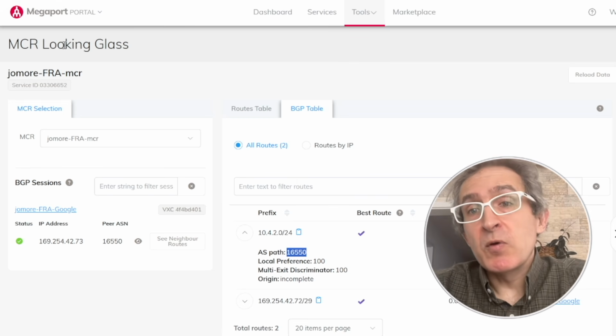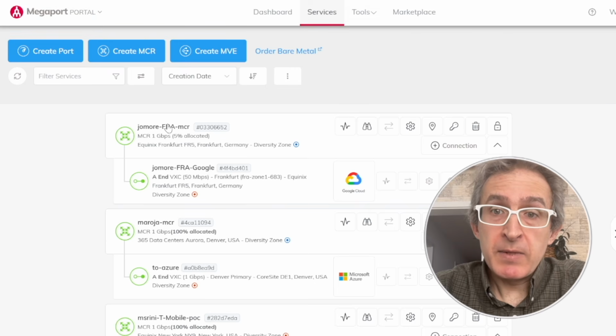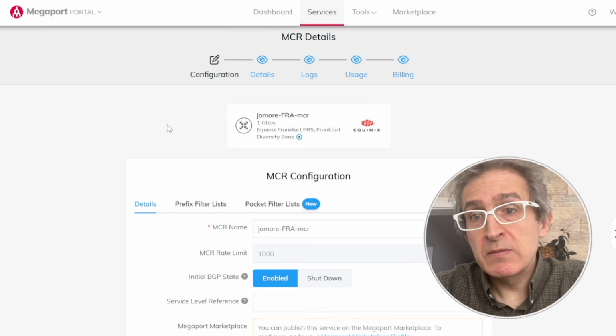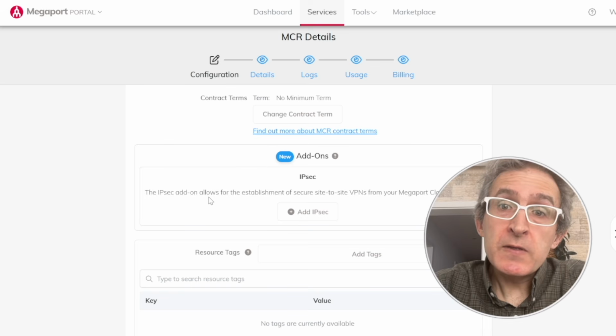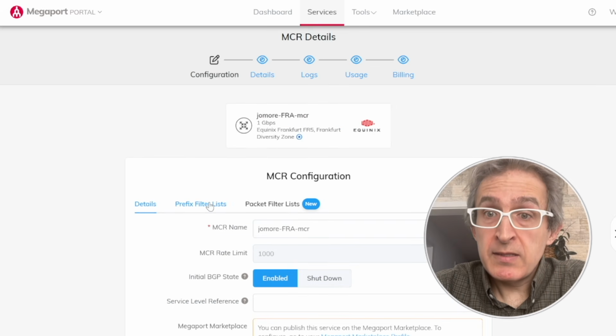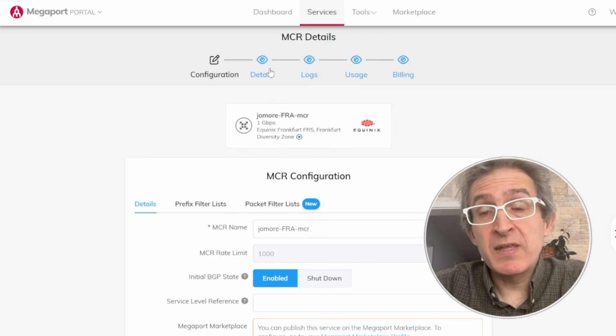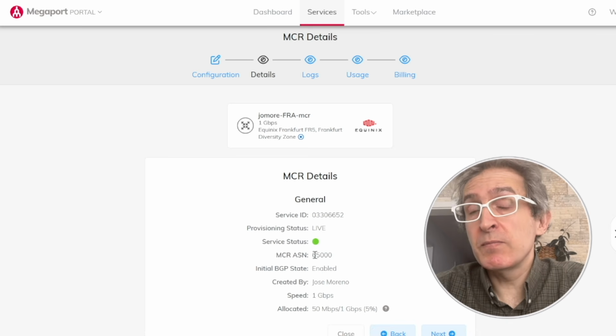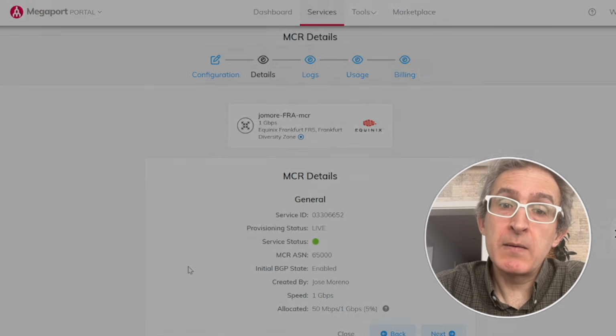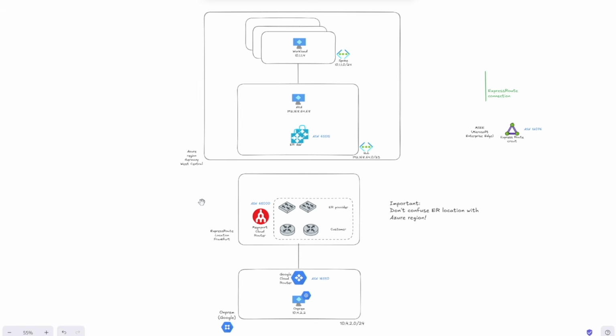There are different properties that you can configure in the Megaport cloud router. One of the most important ones is the BGP configuration. I configured this Megaport cloud router with the autonomous system number of 65,000. This is important because we will see this number popping up in the routes later.